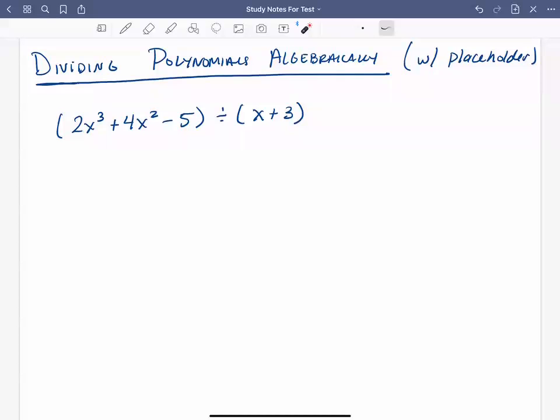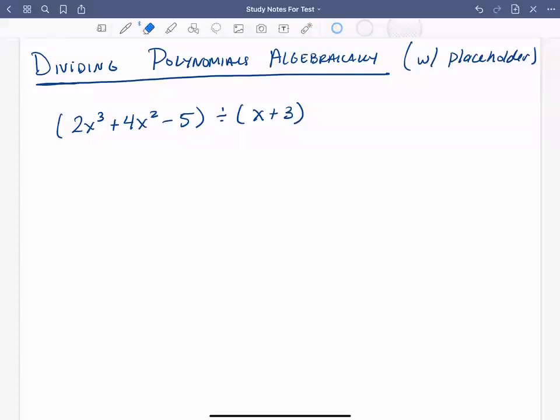Here we're going to divide polynomials algebraically, but now we have a placeholder. What that means is that when we look at our dividend, there is a term that is missing, at least one term. It could be more, but what we have to look at is our variables, and we make sure that they all are there in descending order. So we have cubed, squared, but what we do not have is x to the first power. And we still have our x to the 0, which is our constant. So in order to make sure that we have everything there, we have to make sure it is included.